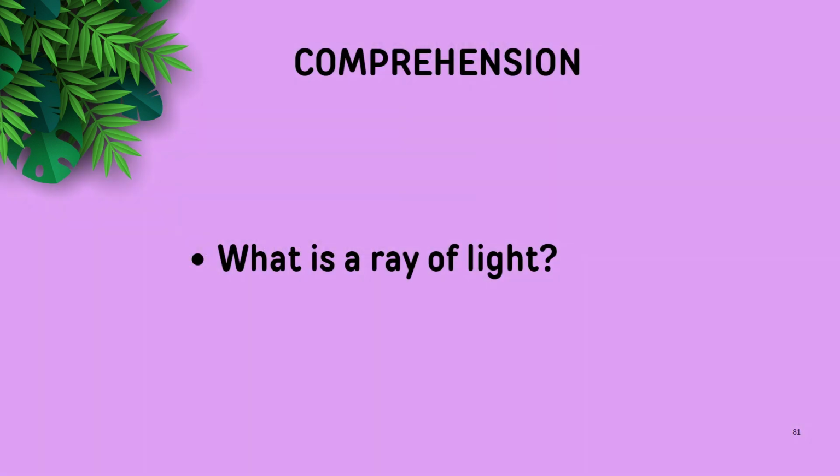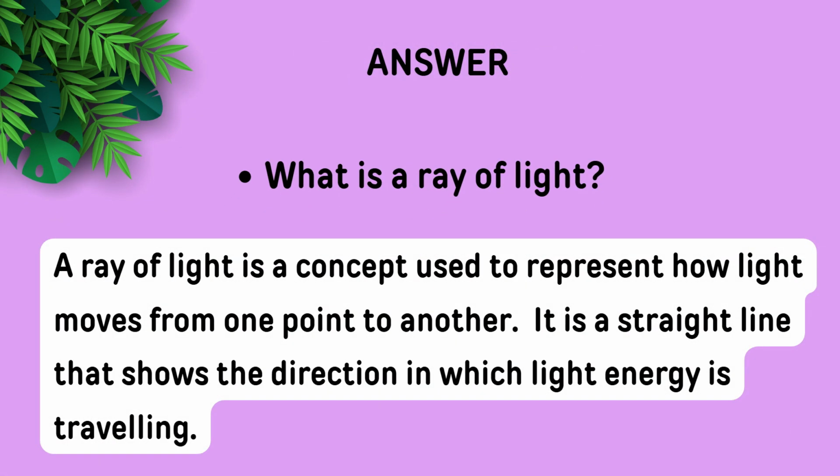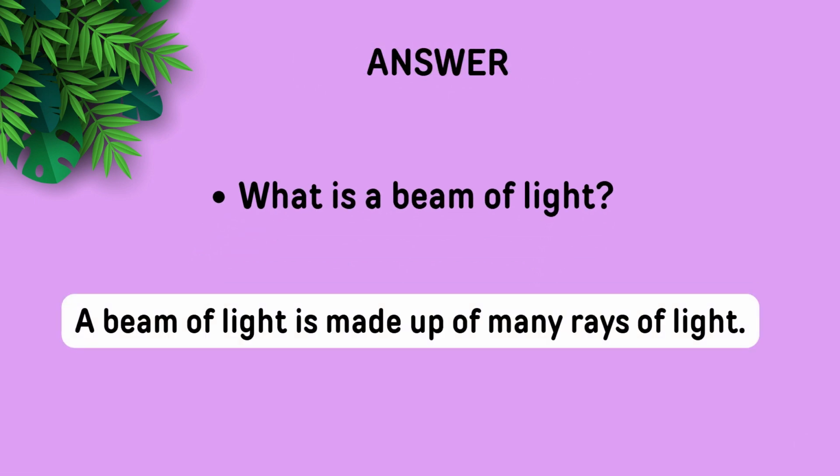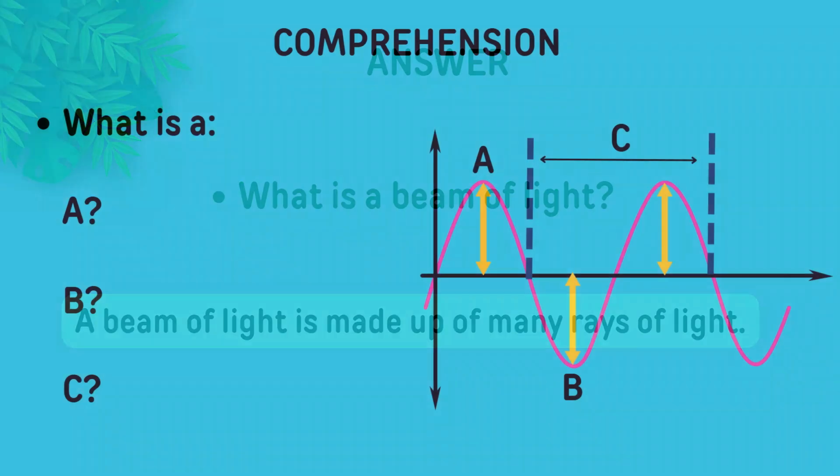What is a ray of light? A ray of light is a concept used to represent how light moves from one point to another. It is a straight line that shows the direction in which light energy is traveling. What is a beam of light? A beam of light is made up of many rays of light.